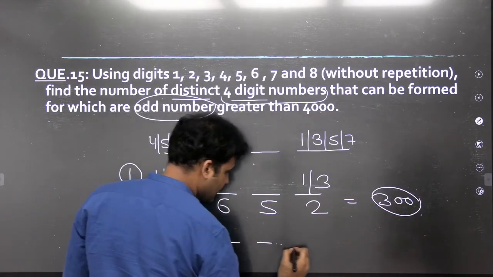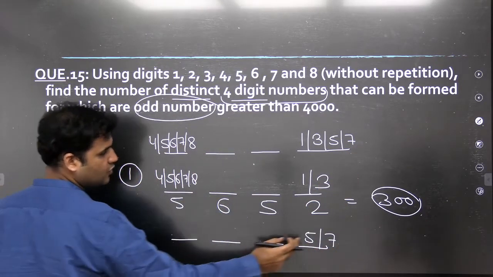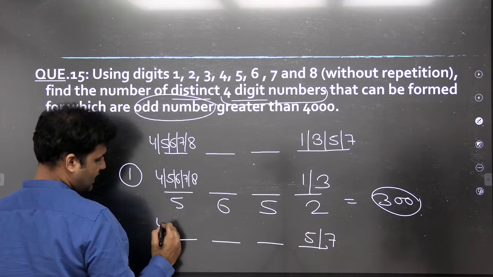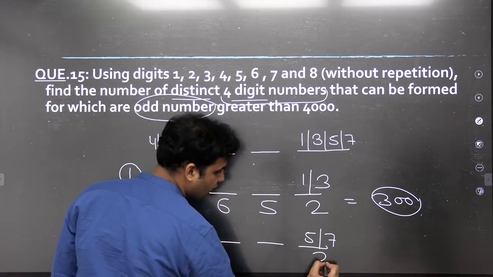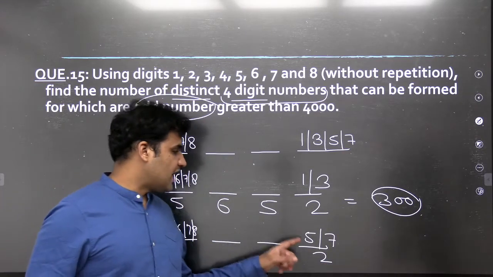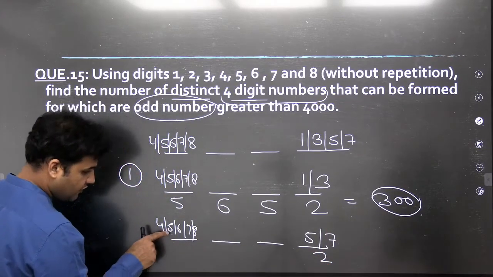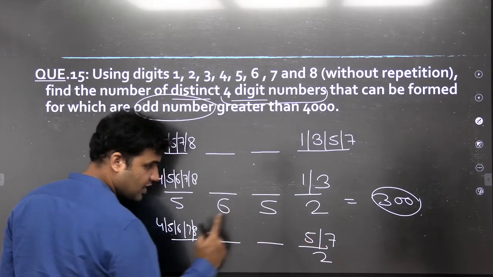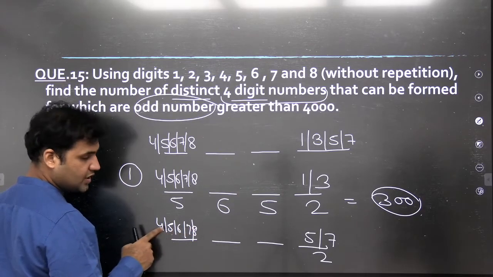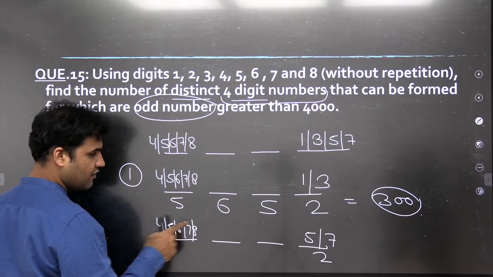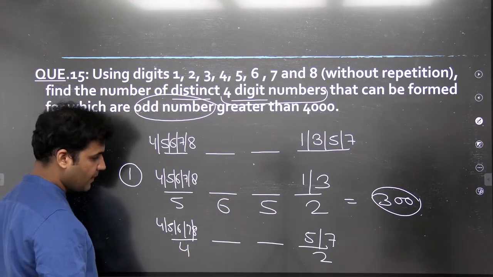Second will be the case when you are using 5 or 7 at these two positions, and here it can be 4, 5, 6, 7, 8. Now see this, guys, this place can be filled in 2 ways, but I know that out of 5 or 7, one of the digits is definitely being used over here, so I will be left with only 4 digits to be used at this position, because either 5 or 7 is there. So this place can be filled in 4 ways now, right?